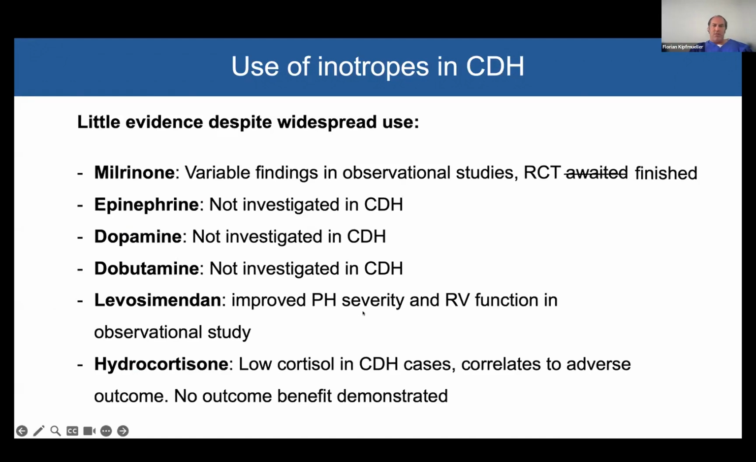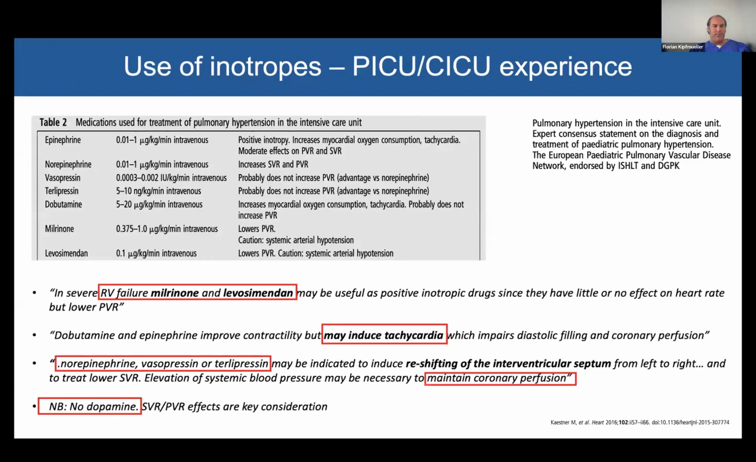Epinephrine is often used, dobutamine is often used, dopamine is used quite frequently in the US, but there is a decline for some good reasons. And we personally use quite frequently levosimendan, which helps to improve the cardiac function in these babies.